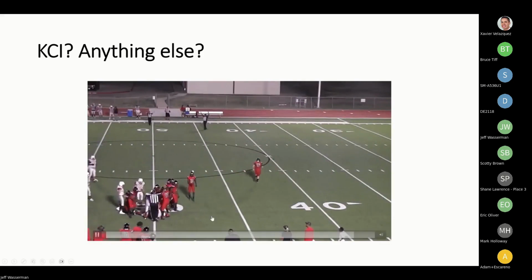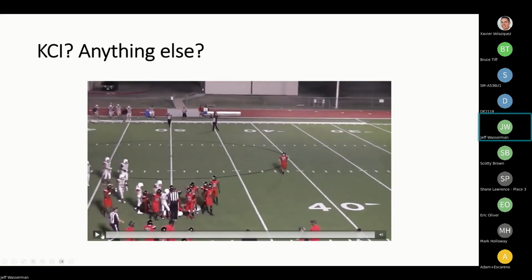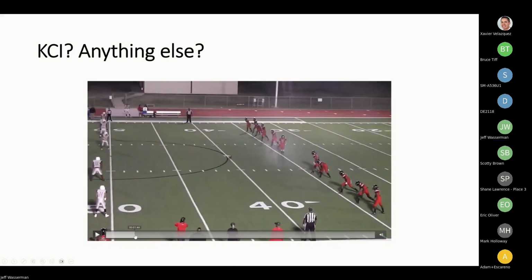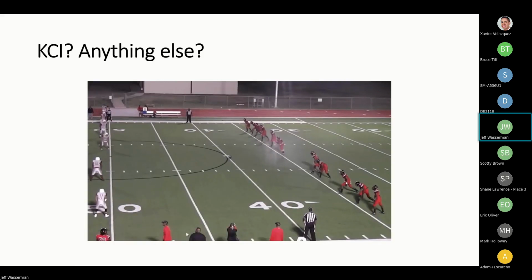Okay, so we got a couple things going on here. First of all, if you look at the second member of the kicking team from the bottom, that'll be our number 2. He's not quite on the line, right? So it's subtle and it would be nitpicky. This is certainly worth a warning, but he is not on the line. So he is more than 5 yards from the restraining line.